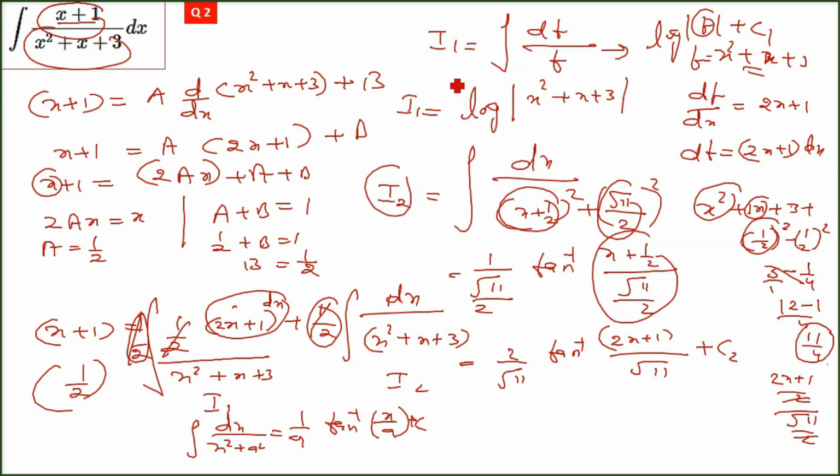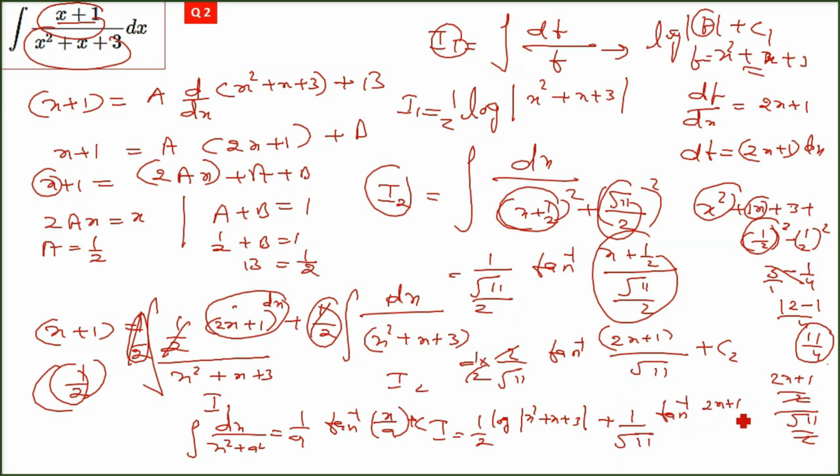So now the final thing is I1 plus I2 we have to do. But before that, just recall half was already there, a constant. I told you that we will discuss it later. So just include this half and write these two terms. Log of x square plus x plus 3 is the first term. Multiply this with half also because half is already in front of both the terms. 2 gets cancelled. 1 by under root 11 will come. And then this will be tan inverse of (2x plus 1) by under root 11.